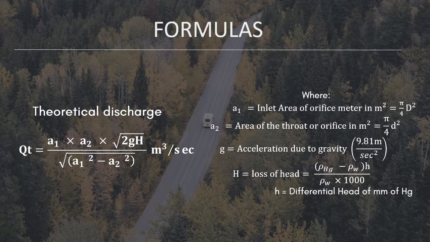A sub 2 is the area of the throat or orifice in meters squared, and it is pi over 4 times the diameter of the orifice squared. G is the acceleration due to gravity, which is 9.81 meters per second squared. H is the loss of head. It is the density of mercury minus the density of water times the differential head in mm of Hg, divided by the density of water times 1000.